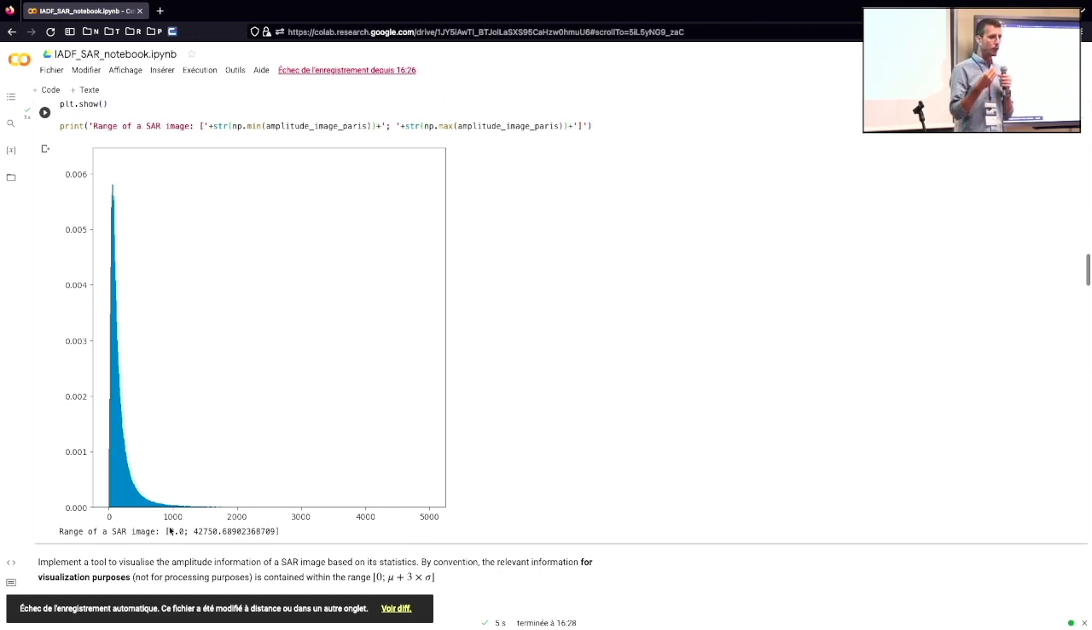So for visualization purposes, what we do is that we apply a thresholding so that we can see this part of the information which is interesting for visualization purposes. But bear in mind that when you process your image, you always process the whole information. You don't want to discard information when you do processing. You discard information only for visualization purposes.